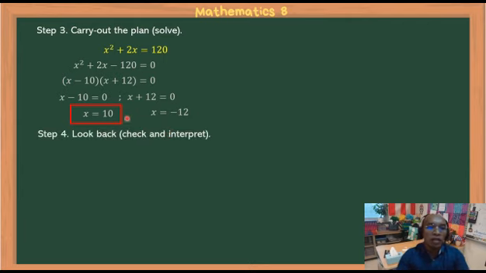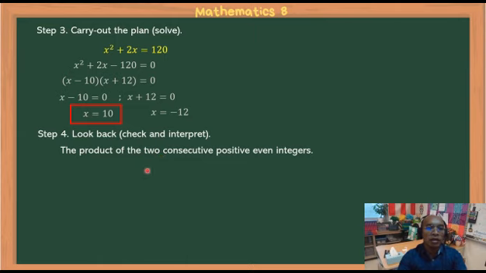How are we going to check that this number is correct? So again, we will verify that this number satisfies the given condition. So the product of these numbers must be equal to 120. So the first number is 10, and the second even integer must be 12 because 10 plus 2 is 12.